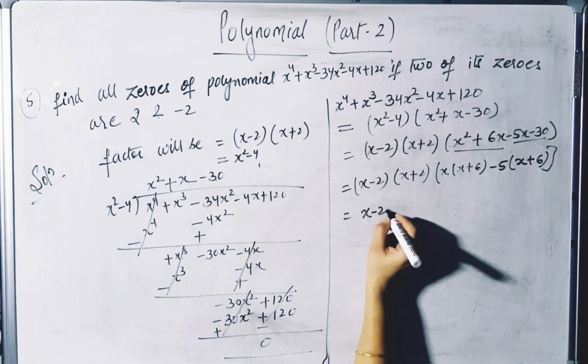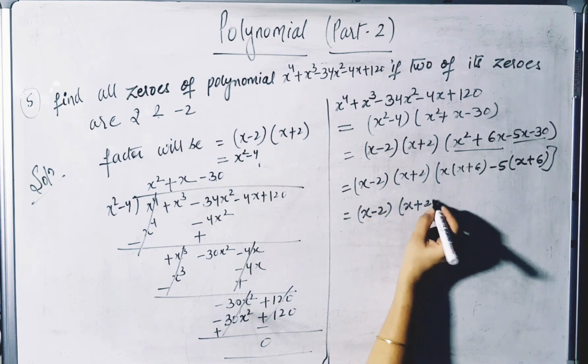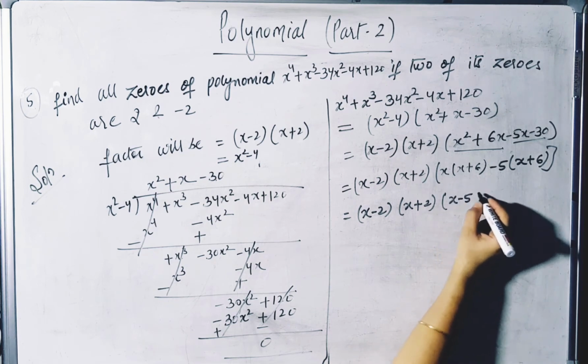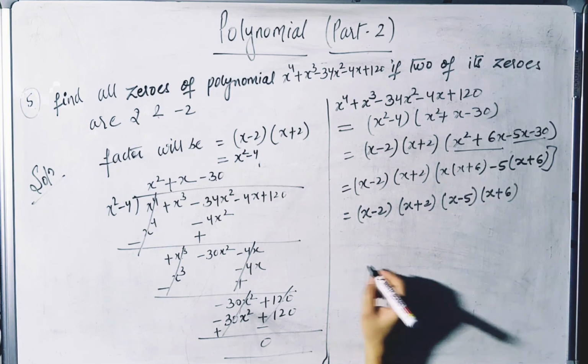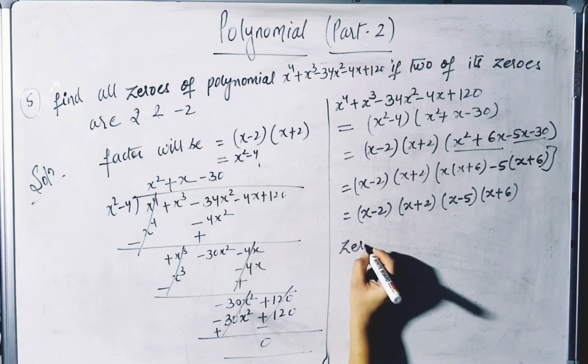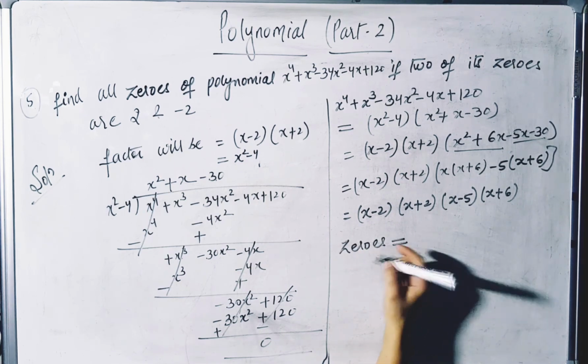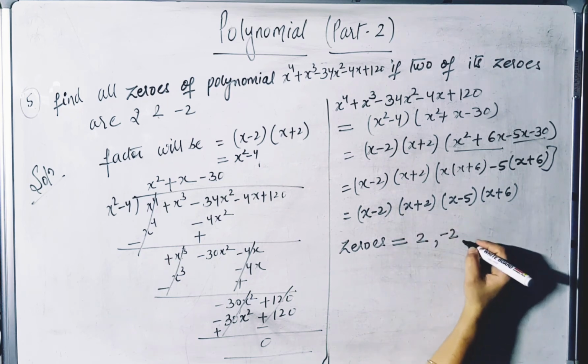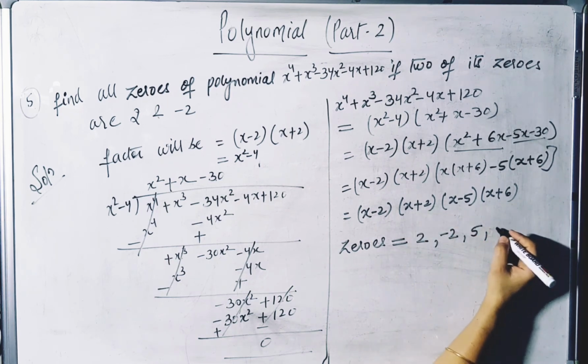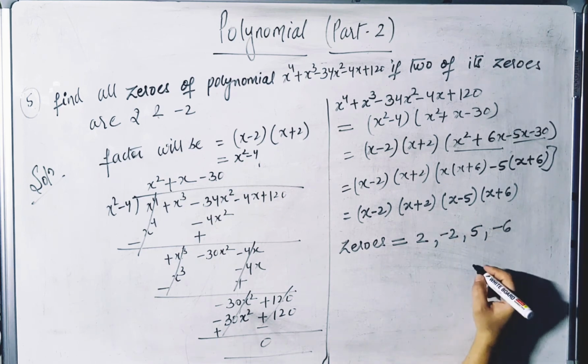Thus हमारे पास फैक्टर्स क्या आ जाएंगे? x minus 2, x plus 2, x minus 5, x plus 6. ये फैक्टर्स आए, so zeros opposite sign में zeros हो जाएंगे. ये minus है तो 2, this is plus 2 तो minus 2, this is minus 5 so 5 is the zero and this is 6 तो minus 6 is the zero.